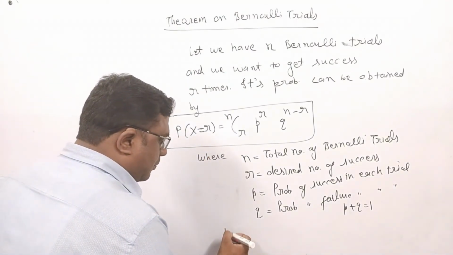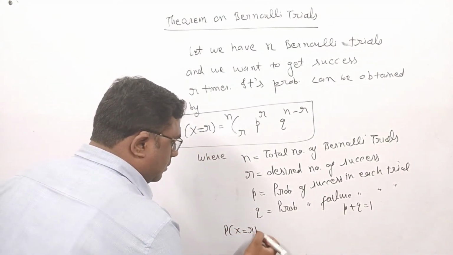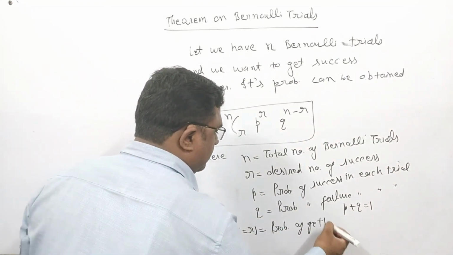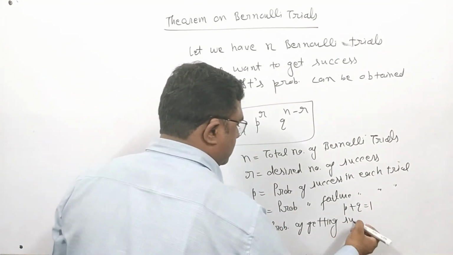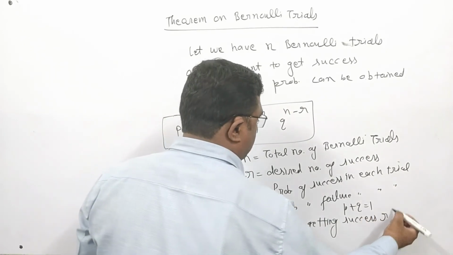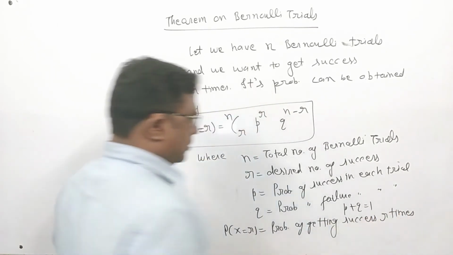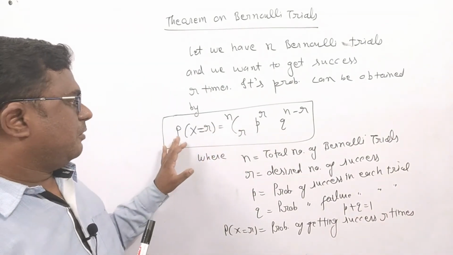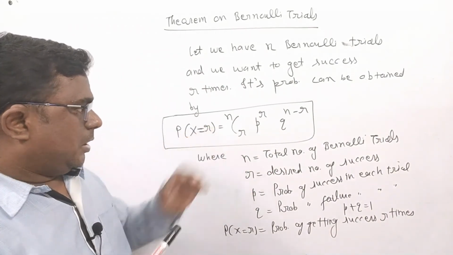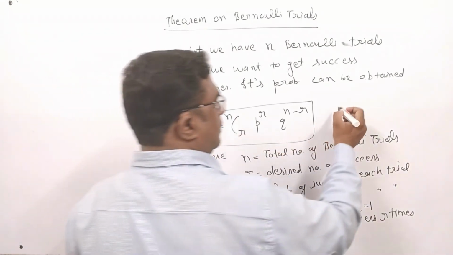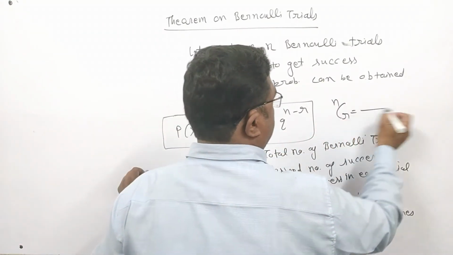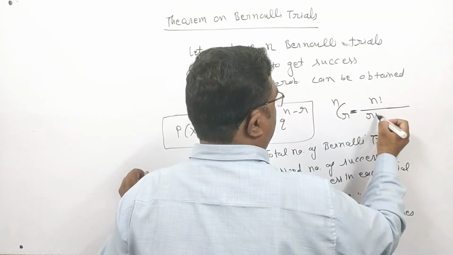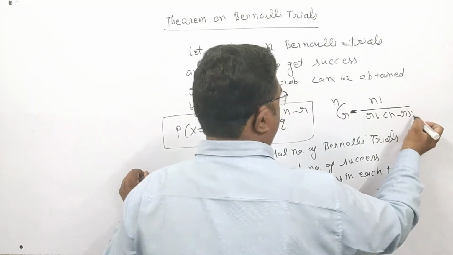What is the meaning of P(X = r)? It is the probability of getting success r times. So this formula is used to find out the probability of getting success r times. And what is the meaning of nCr? nCr, here C means combination. The formula of nCr is n factorial upon r factorial and n minus r factorial.